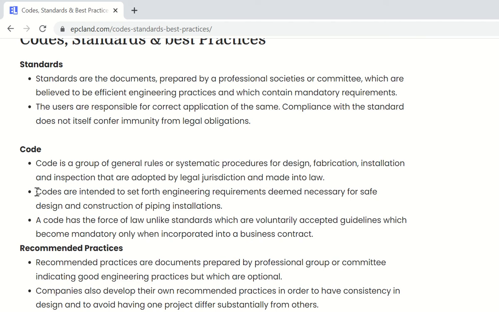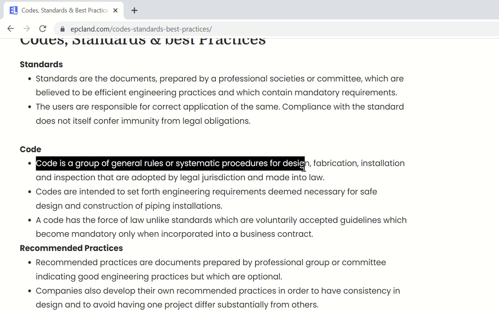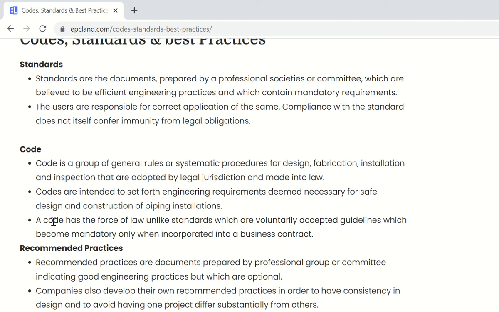Codes are intended to set forth the engineering requirements deemed necessary for safe design and construction of piping installations. Why are we so strict, why can legal action be taken, why are legal jurisdiction and laws involved? Because we want a safe design. All piping systems shall have safe design and construction. The main intent is to provide the necessary safety. Required safety has to be ensured. That is why this group of rules and systematic procedures has to be followed. A code has the force of law.